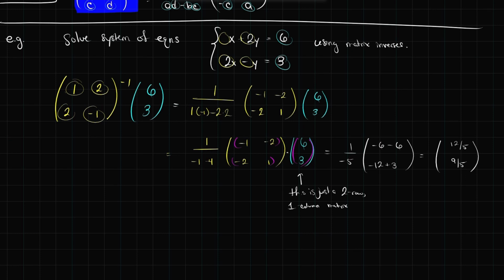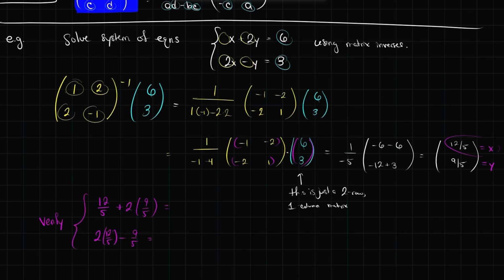Should we verify? Let's verify really quick. So this would be x, and this would be y. Let's go ahead and plug 12 fifths in for x. I get 12 fifths times 1, plus plugging in 9 fifths for y. I have 9 fifths here, and then 12 fifths for x, and 9 fifths for y.